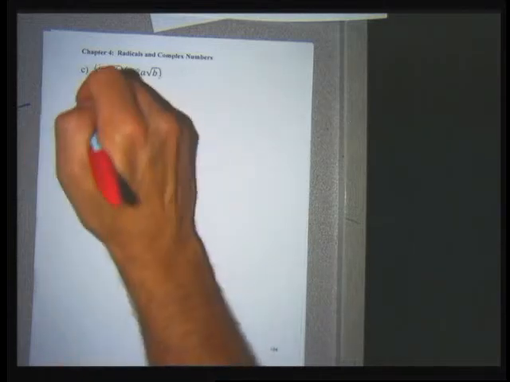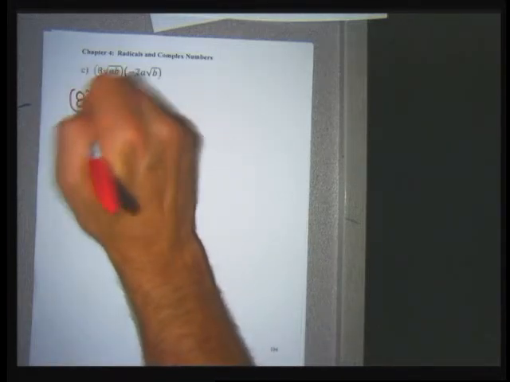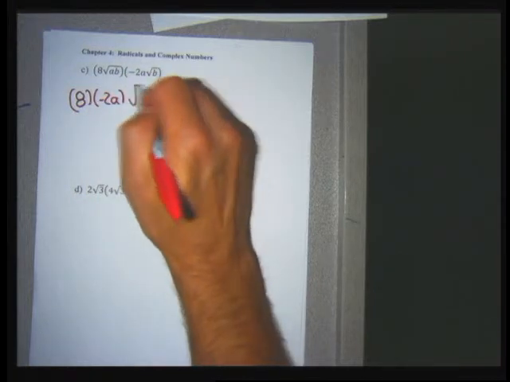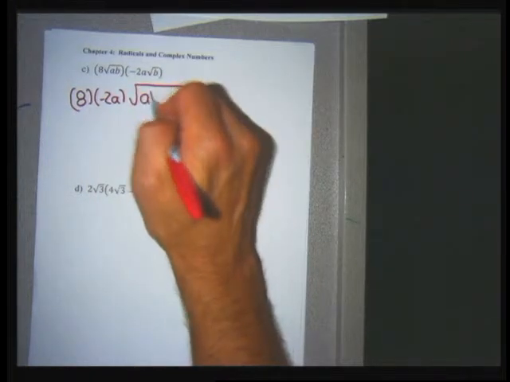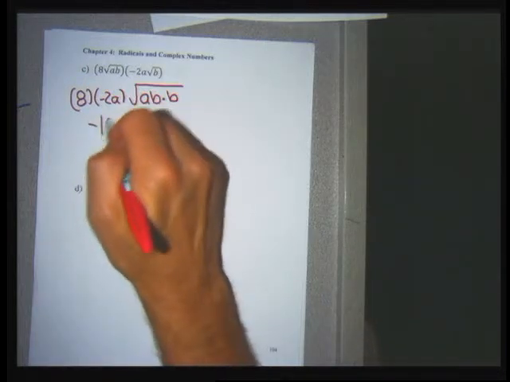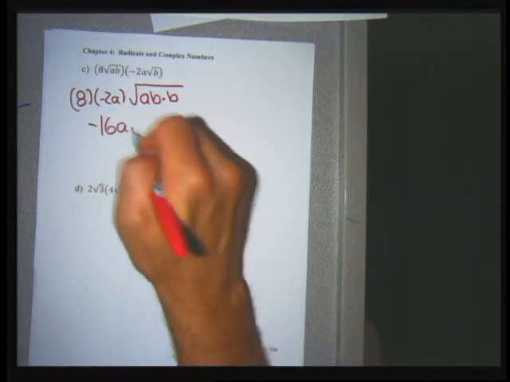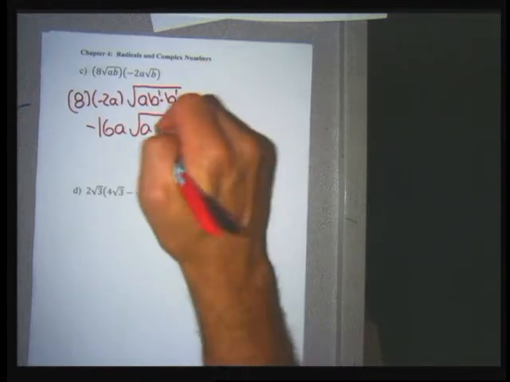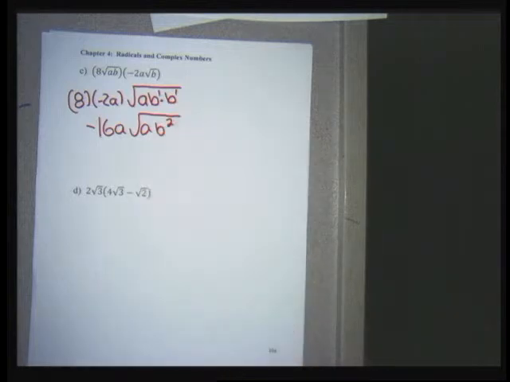For part C, I'm going to multiply the 8 and the negative 2a that were outside the radical and leave them outside the radical. And then I'm going to multiply the ab and the b that were under the radicals. The 8 and the negative 2a in front of the radical, you multiply those and you get negative 16a. Under the radical, the a stays an a, and then the b's, you add the exponents and get a b squared.